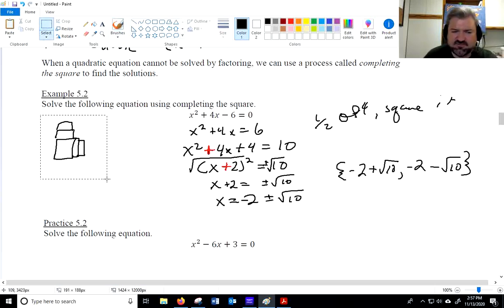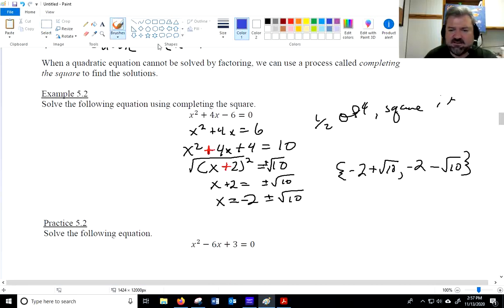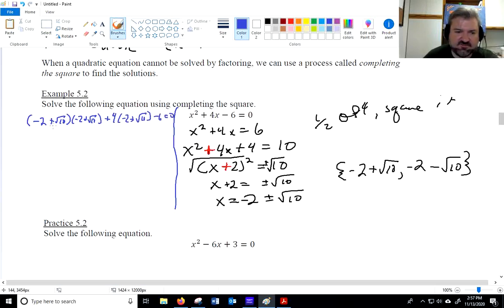I think it's worthwhile, though, that we check this. This is kind of a weird solution. I'm not going to make us check all the time because it's kind of cumbersome. But this is a weird kind of number, this negative 2 plus root 10. How could that possibly be? Well, let's take a look. We have negative 2 plus the square root of 10 squared, so that means this, right? That's what squared means. Plus 4 times negative 2 plus the square root of 10, then minus 6, and somehow that's supposed to magically equal 0.